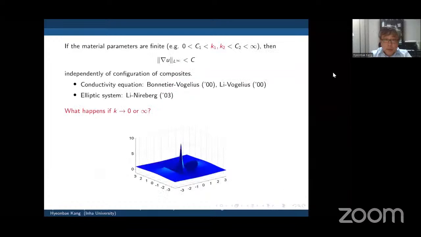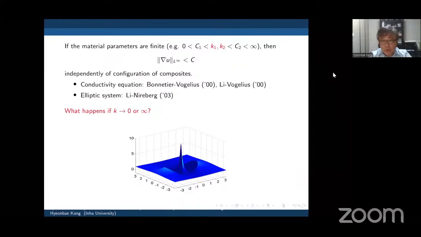But if the material parameters are finite, like K1 and K2 are far away from infinity and zero, then it is known that the gradient is bounded independently of the distance. This holds not only for the two-inclusion case; with many inclusions, it doesn't matter. It is bounded regardless of the distance. This was proved by Bonnetier and Vogelius for the circular case, and by Li and Vogelius for the general conductivity equation, and also by Li and Louis Nirenberg in 2003 for elliptic systems, including the elasticity Lamé system. So our question is, what happens if K goes to zero or infinity?